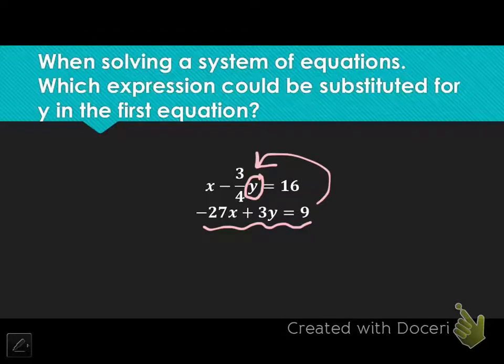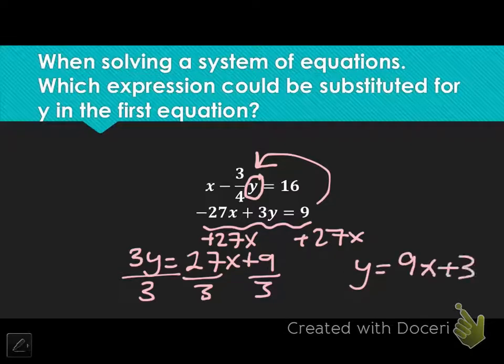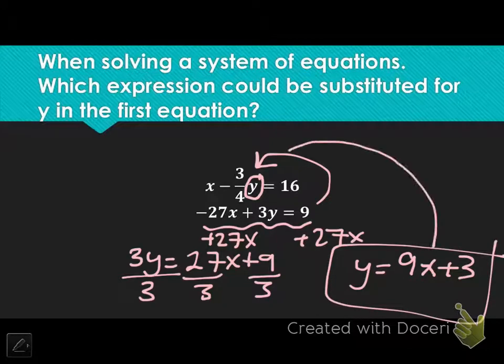So to get y by itself, we have to add 27x because we have to get rid of everything not attached to y. So we're going to get 27x plus 9. Then we have to divide both sides by 3. So y should equal 9x plus 3. So that is my answer because I can substitute that in for y, because 9x plus 3 means the exact same thing as y.